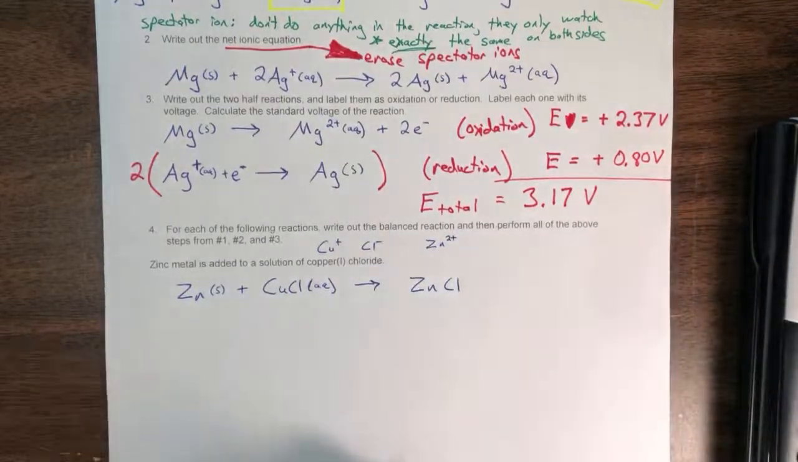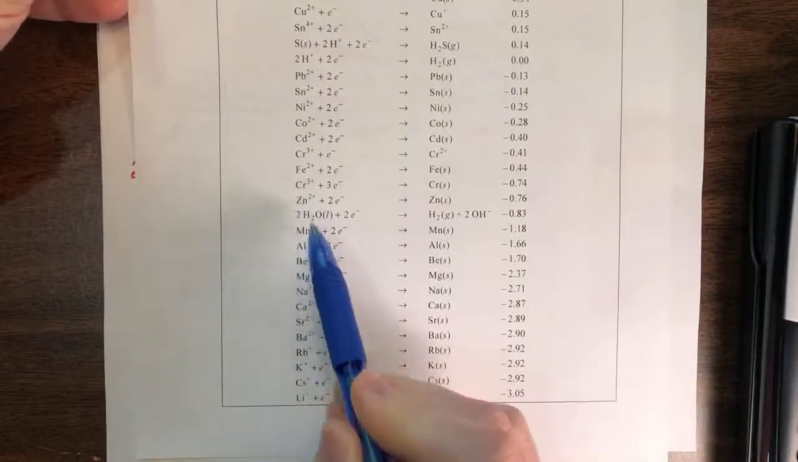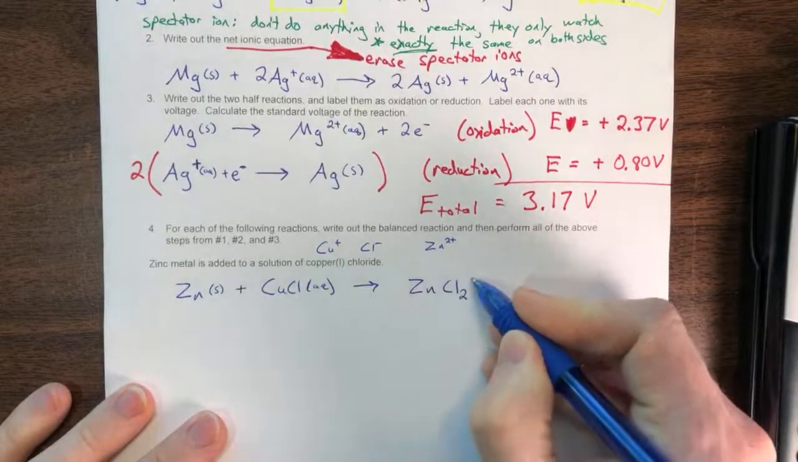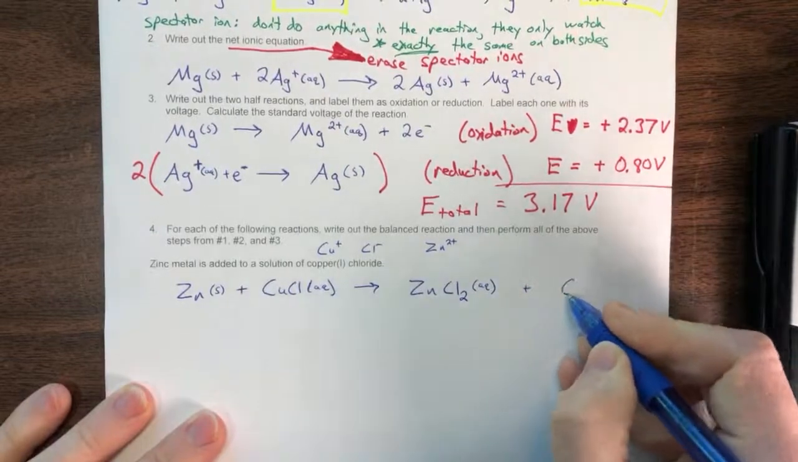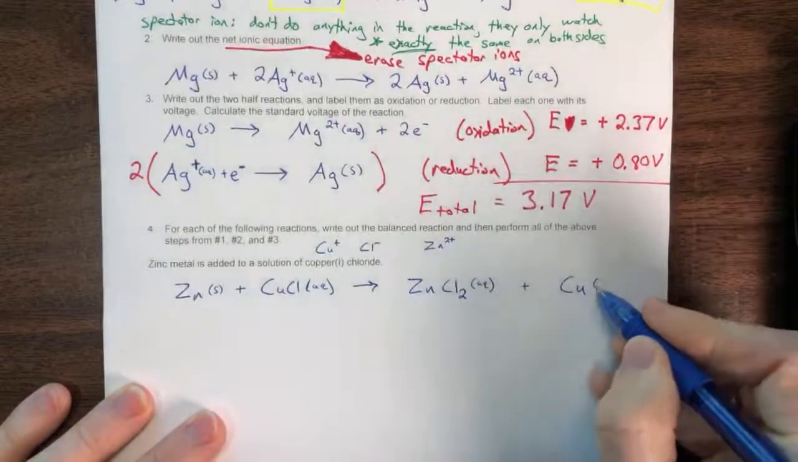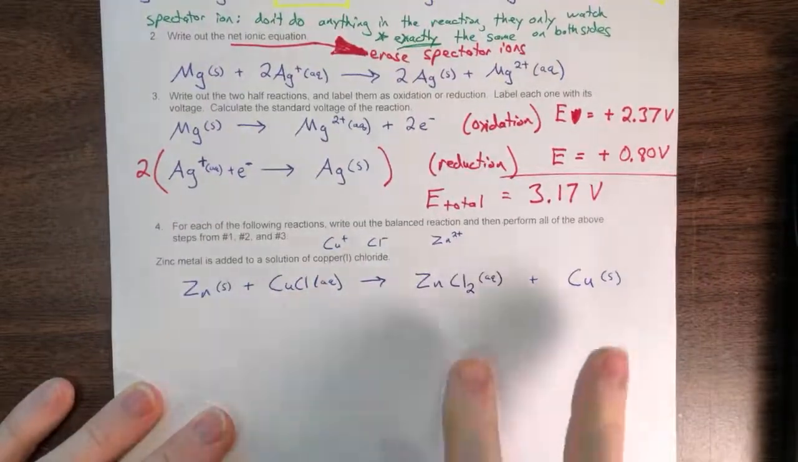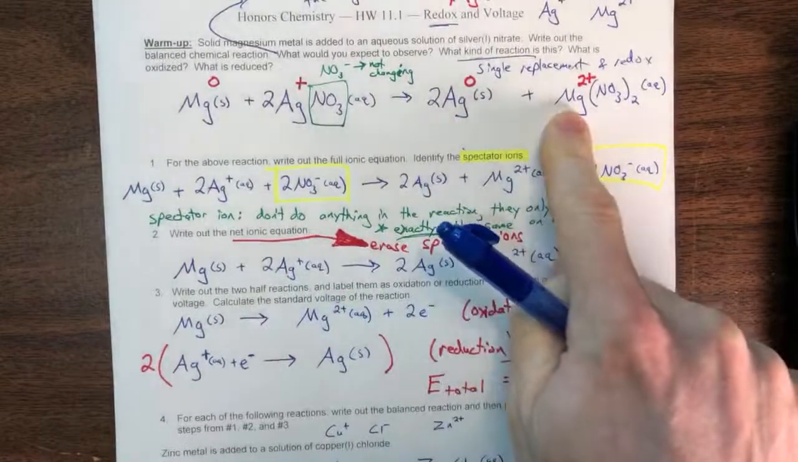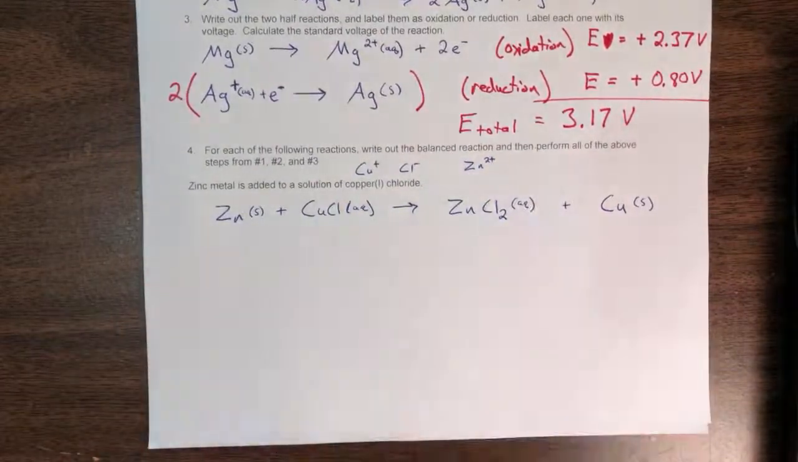So really important: if you're not sure what the formula of this should be, you look over here, find zinc, and say, okay, zinc is going to be 2+. So that's why this is ZnCl2 (aq), and then plus Cu (s). It doesn't matter which order you put these, okay? You could have the Cu first, like we did up here. We had the Ag first and then the magnesium nitrate. So it doesn't really matter what order you put these in. That's fine. So that's the first equation.